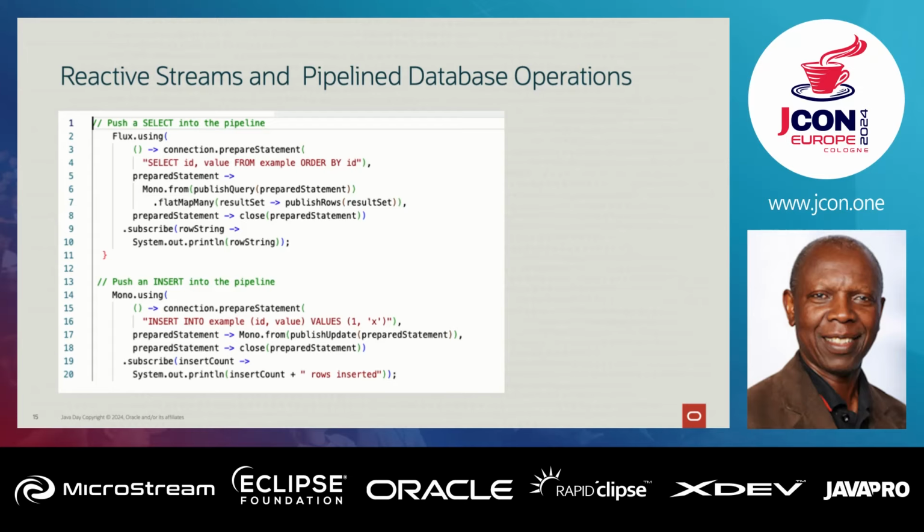Okay, and at the bottom, this is an insert. An insert returns a count. When you do an insert, an update, or a delete, the database tells you how many rows have been inserted, updated, or deleted. So you receive only one object. So this is a Mono. We don't need a Flux here. So we have a prepared statement. We have the publish update, which will execute the prepared statement. We return the Mono. We close the statement, and then the subscriber will take the insert count and print how many rows have been inserted. That's what it does. Okay. So this is how you can exploit pipelining using the Reactive Streams API.